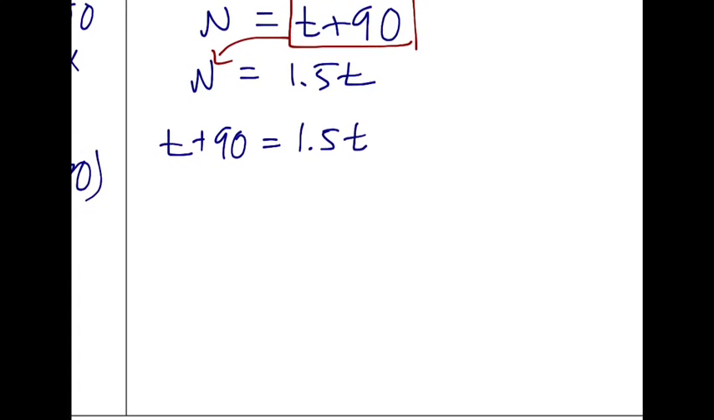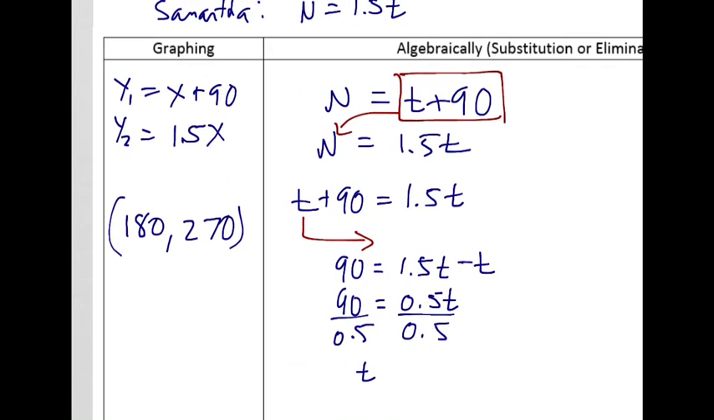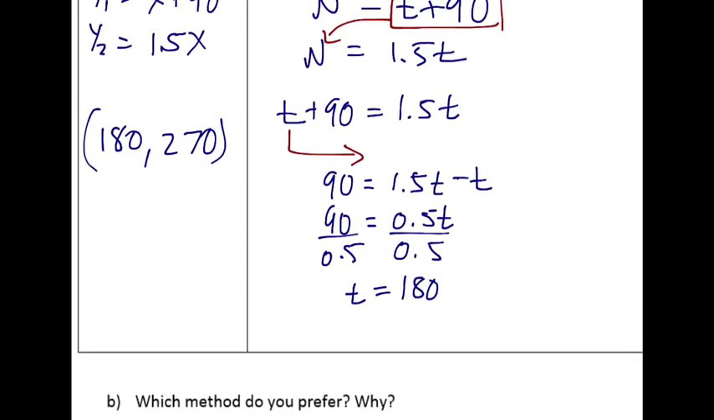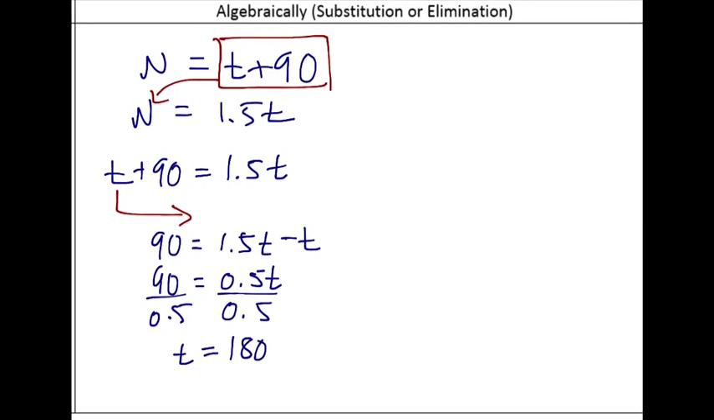And then solving for t, we're bringing over this guy. So we have 90 equals 1.5t minus t, which is 0.5t. And if we divide both sides by 0.5, we should get 180, just like we did last time. Therefore, n should be 270, right? So I'm going to put t equal to 180 in for this t up here. So that's n equals 180 plus 90. And lo and behold, the algebra holds.